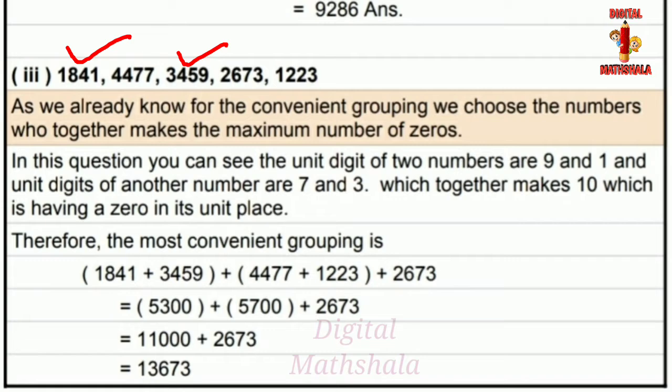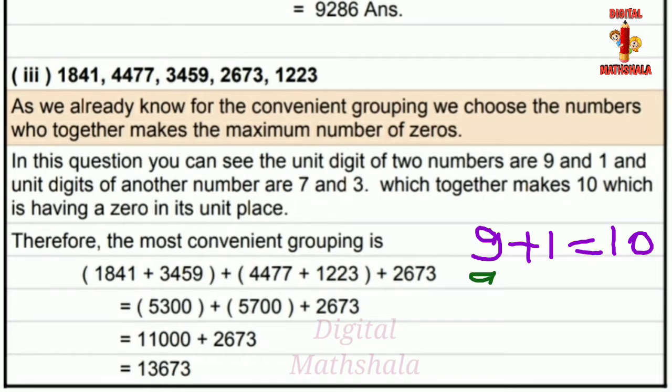And the unit digits of other numbers, that is 4477 and 1223, are 7 and 3. When we add 1 and 9, that gives 10, whose unit digit is 0, and 7 and 3 when we add, also give 10, and then we will have a number of zeros also. So we will choose these 4 numbers for making groups.